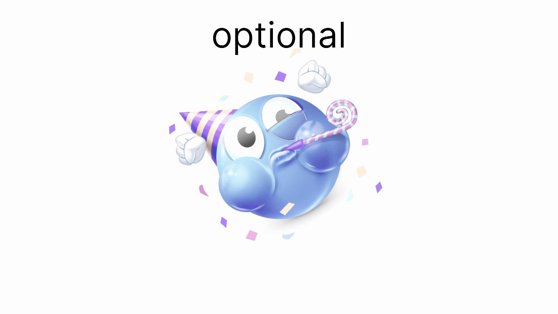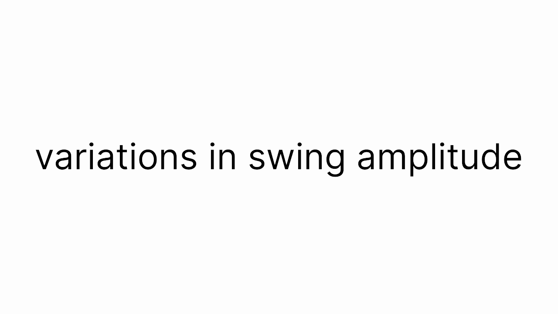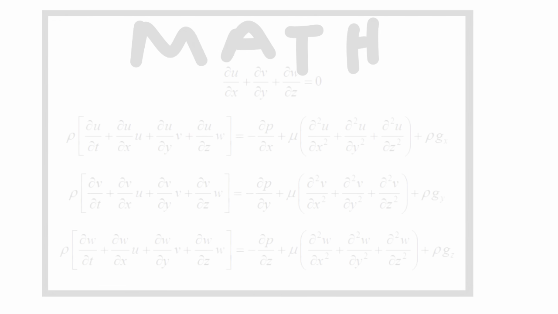This is an optional step which quantifies uncertainties and potential errors in measurement. Example: timing errors due to human reaction time, inaccuracies in measuring length, and small variations in swing amplitude can cause error. Now it's time to use our math.